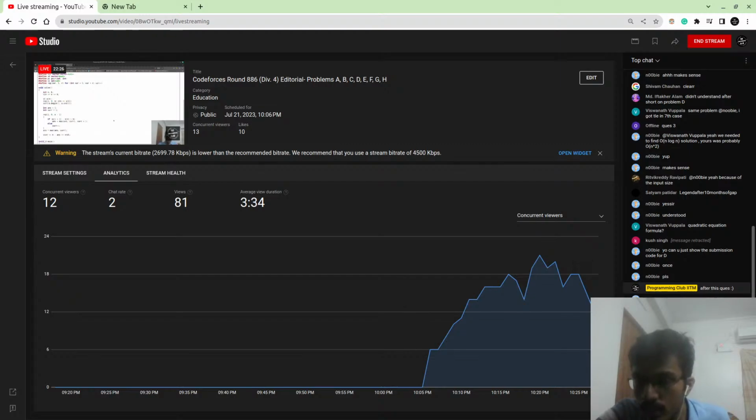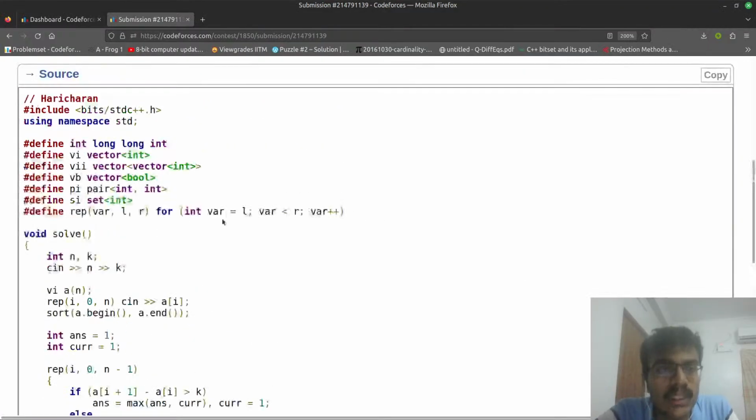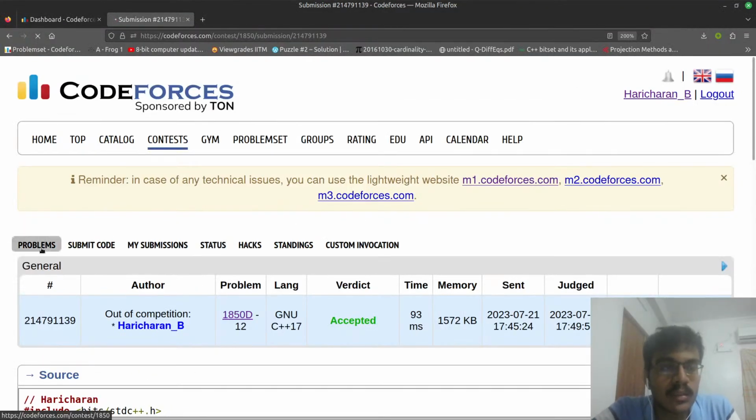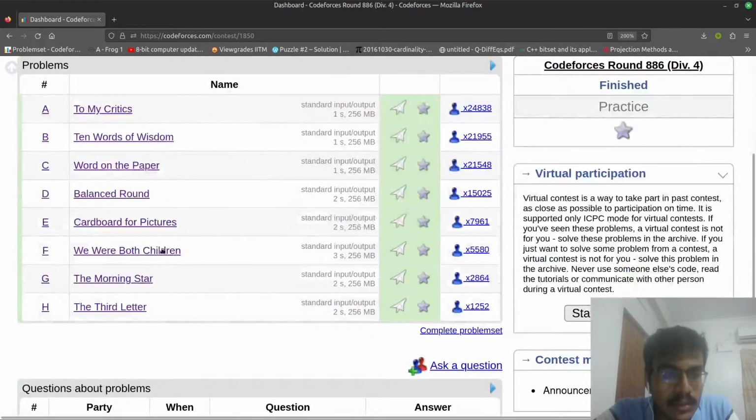Okay, people are saying it's clear. That's good. Someone is saying D was the magnets problem. I'm not exactly sure what the magnets problem is, but okay, let's keep going. So we'll have a look at problem F.